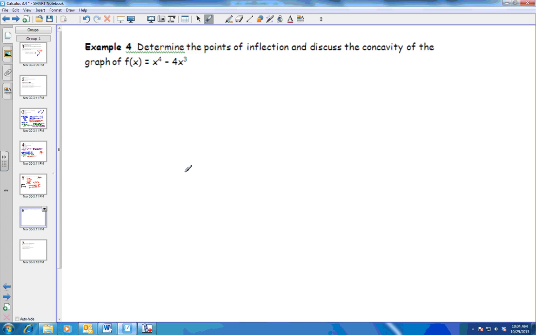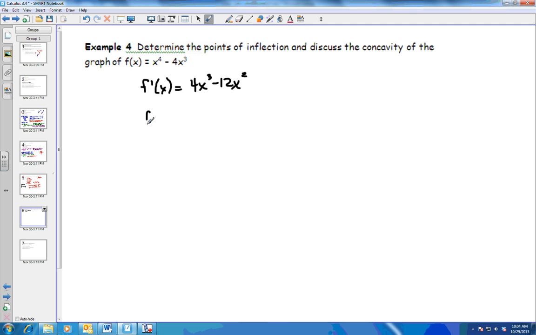Determine the points of inflection. Discuss the concavity of the graph. All right, so I have to find the first derivative. First derivative would be 4x cubed minus 12x squared. I don't have to do anything with that first derivative because it didn't ask me anything about maxes and mins or intervals of increasing, decreasing.